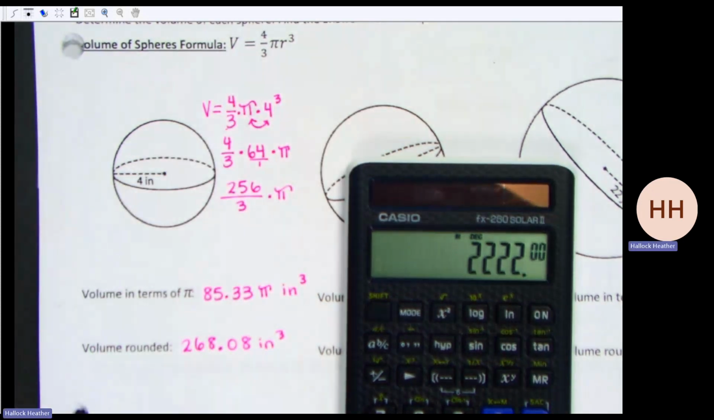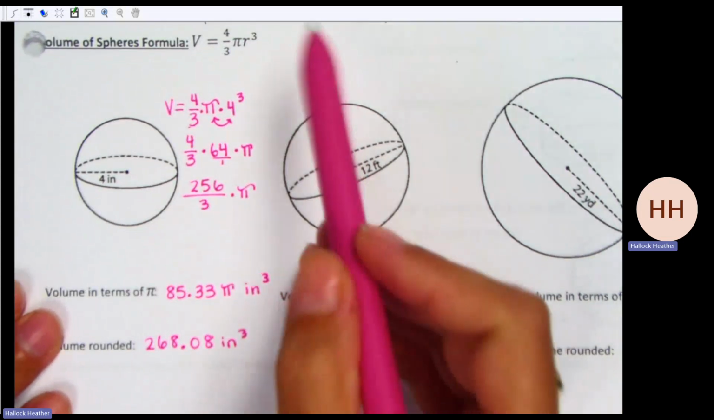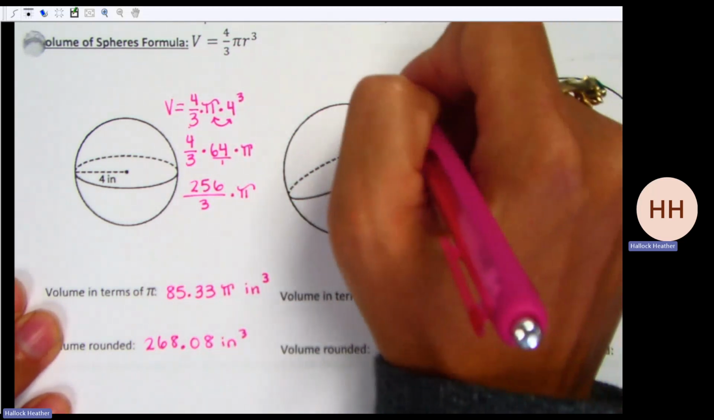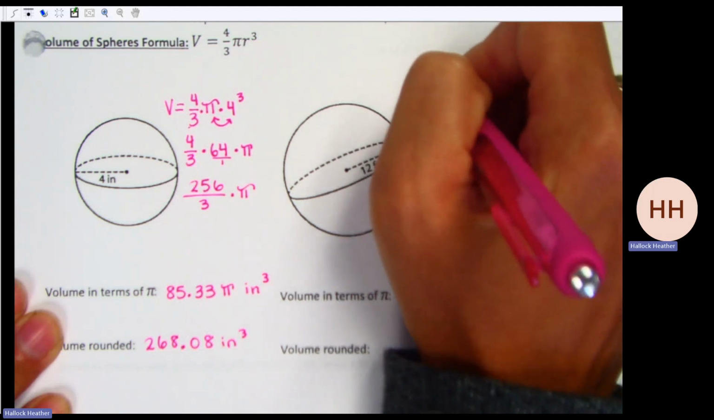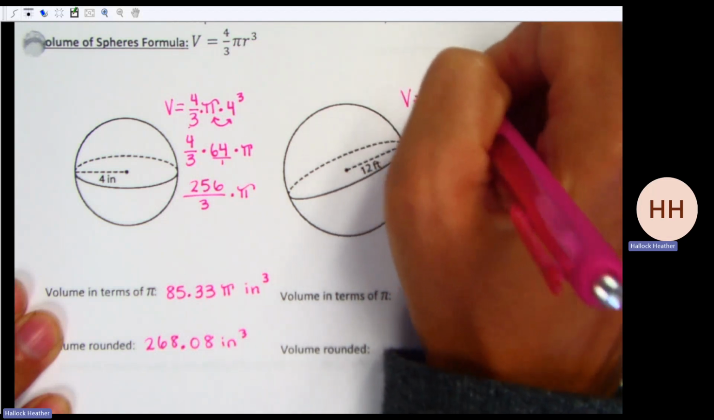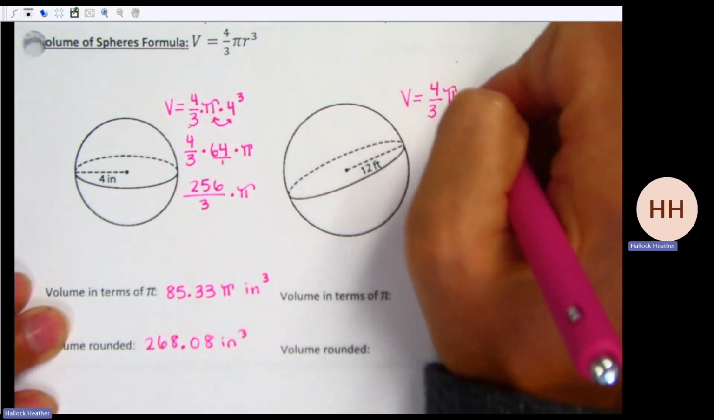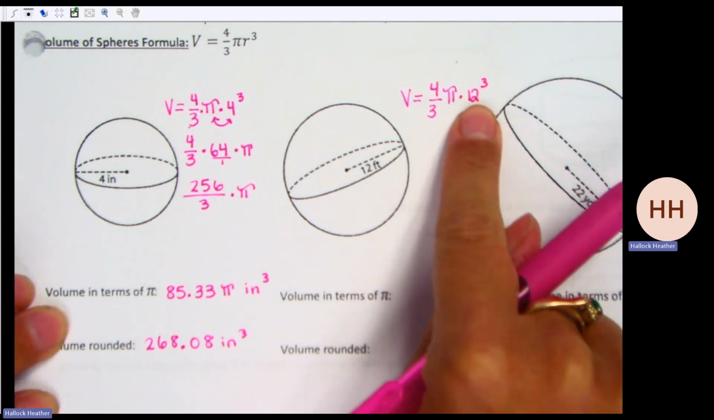Okay. So for the second one, let's do another one. I have a sphere. I'm using my formula that's on the reference sheet. You just need to know how to use the formula. Volume for a sphere is 4/3 multiplied by pi multiplied by my radius. In this case, what is my radius? 12. I'm taking 12 and I am cubing it. So I'm going to start by simplifying 12 cubed.